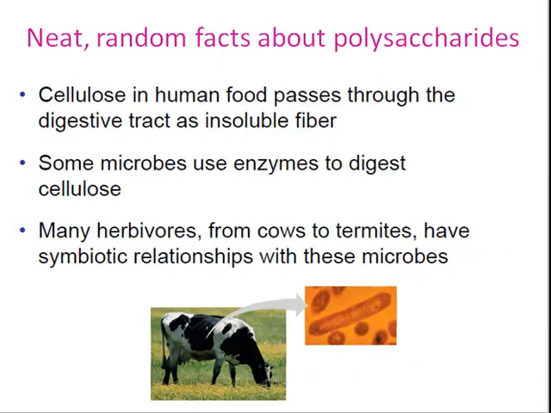Here are some neat random facts about polysaccharides. Cellulose in human food passes through the digestive tract as insoluble fiber. So if it weren't for the bacteria in our digestive tracts being able to break down that insoluble fiber, we wouldn't be able to digest any fruits or vegetables. Some microbes use enzymes to digest the cellulose. And many herbivores, from cows to termites, have symbiotic relationships with these microbes. Did you know that if it weren't for the microbes and the bacteria inside the termites' digestive tract, termites would not be able to digest the wood?